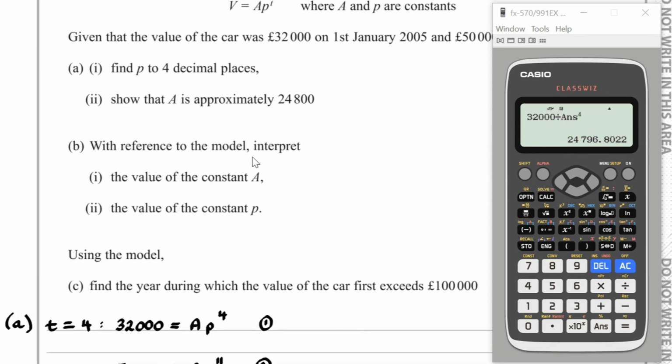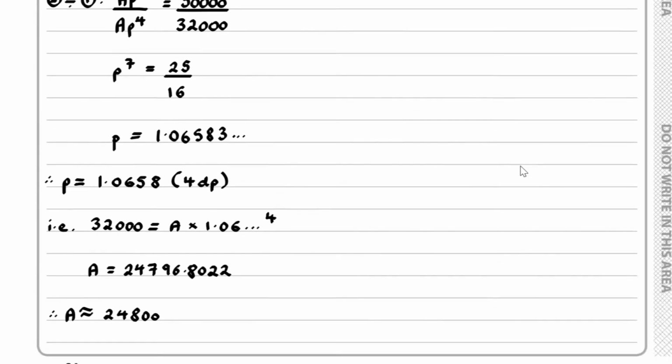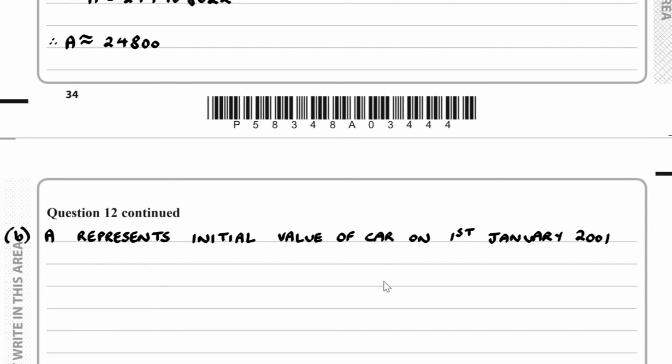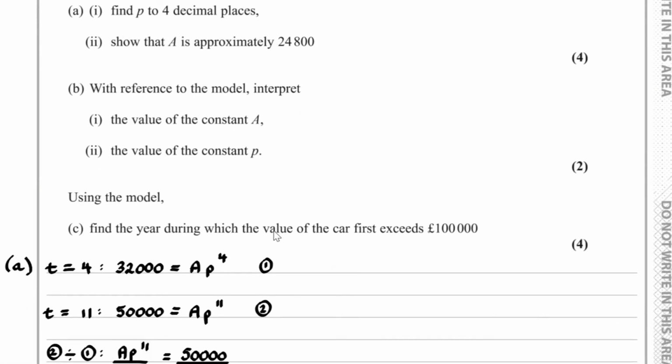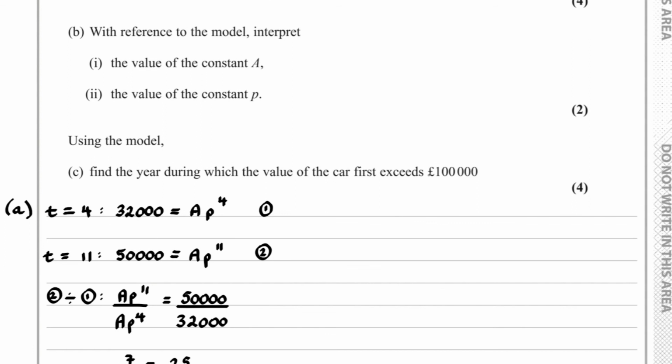Then for part B, we have to, with reference to the model, interpret the value of the constant a and the value of the constant p. Well, a would represent the initial value of the car on the 1st of January 2001, and p would represent the proportional increase each year. Now for part C, using the model, we have to find the year during which the value of the car first exceeds £100,000.